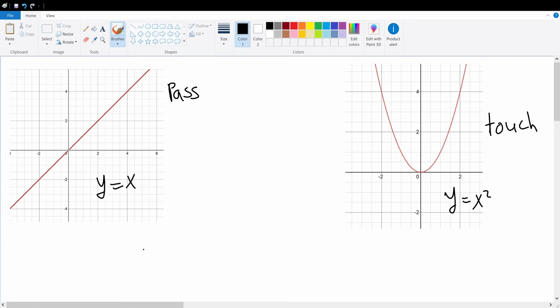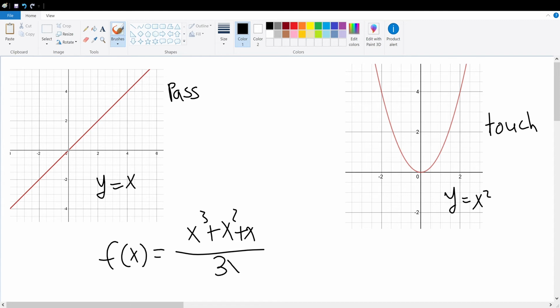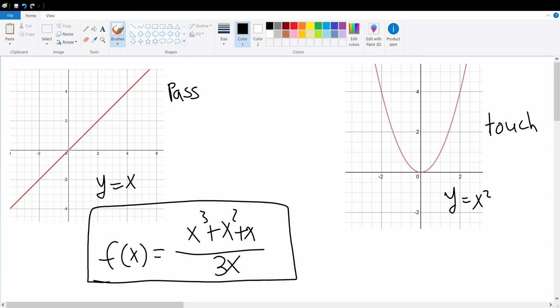For example, if I have a rational function defined as x to the third plus x to the second plus x, divided by 3x, how am I supposed to have a rough sketch and draw one so that it closely resembles the actual graph? Well, we cannot do it unless we understand the concepts of what a pass and a touch is. So that's what we're going to be explaining in this video.